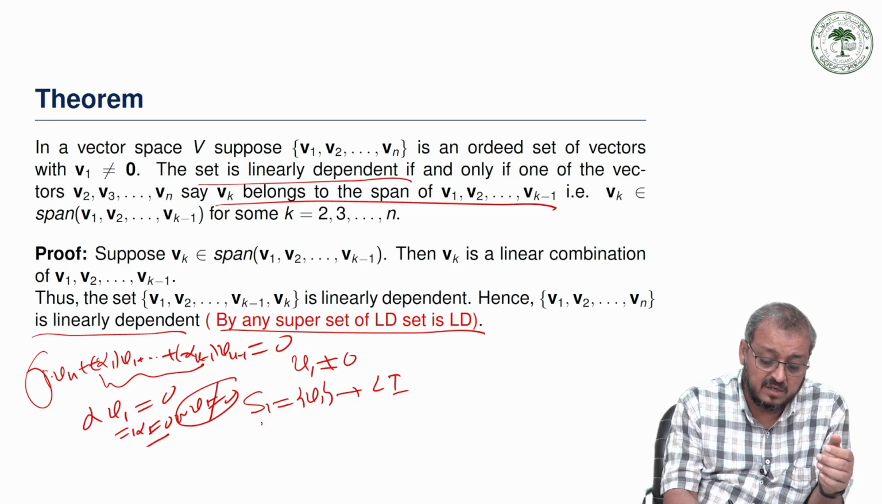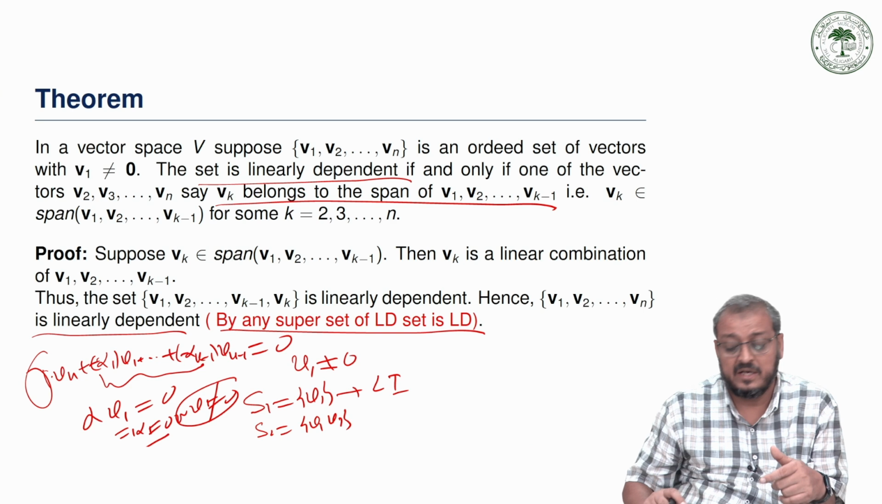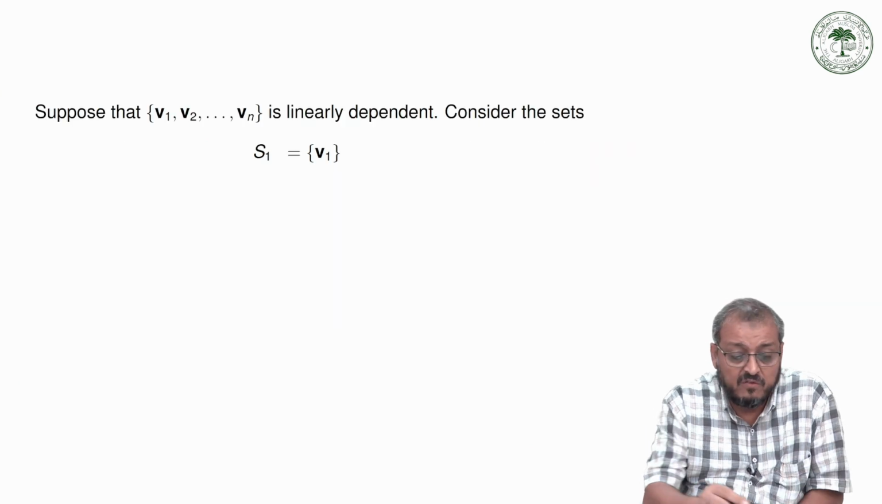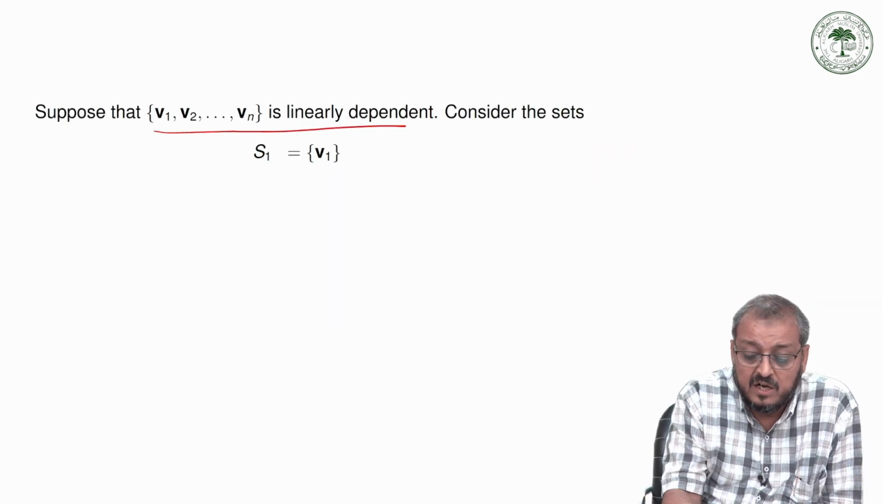We choose another set S2, with v1 and v2, and then we construct S3. So let's start: suppose this set is linearly dependent.